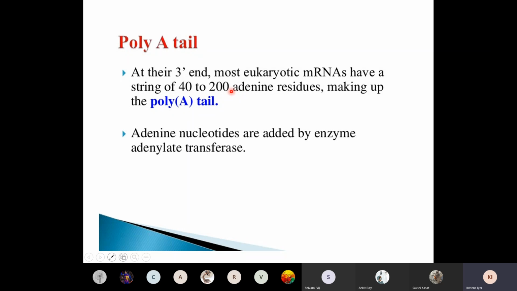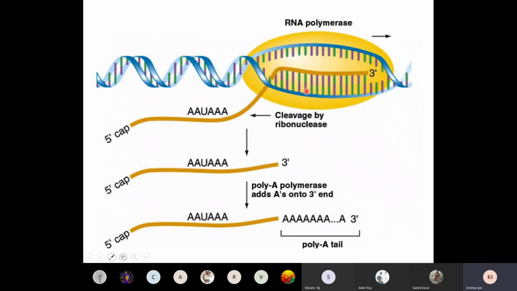If this was added in a template dependent fashion, this number would have been very exact and would have matched how many T's are there on the template, because every time a T is there, my polymerase or kinase will add an A. So here, because there is no template, I have this cleavage. Remember, the polymerase adds to the 3' end. This has come out from the RNA polymerase, and then I put a cap, I have removed the introns, then I simply add a tail. Everyone clear?